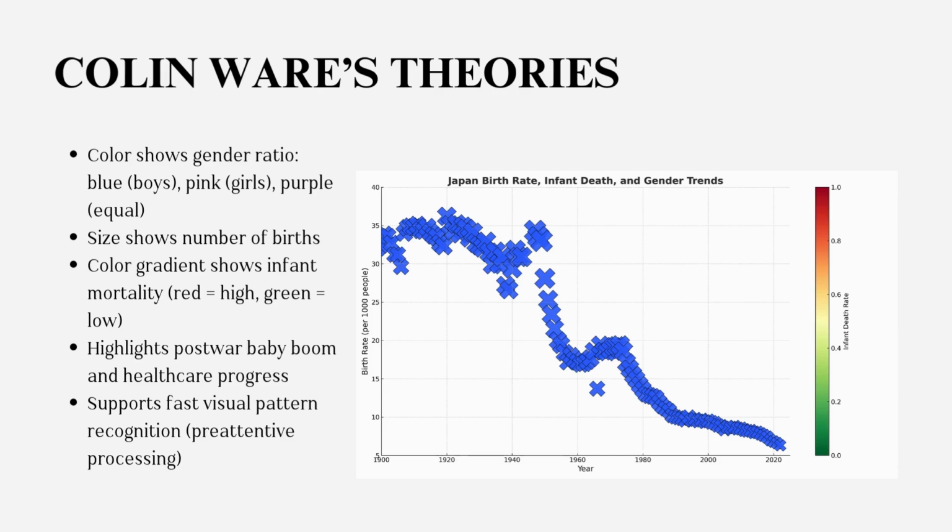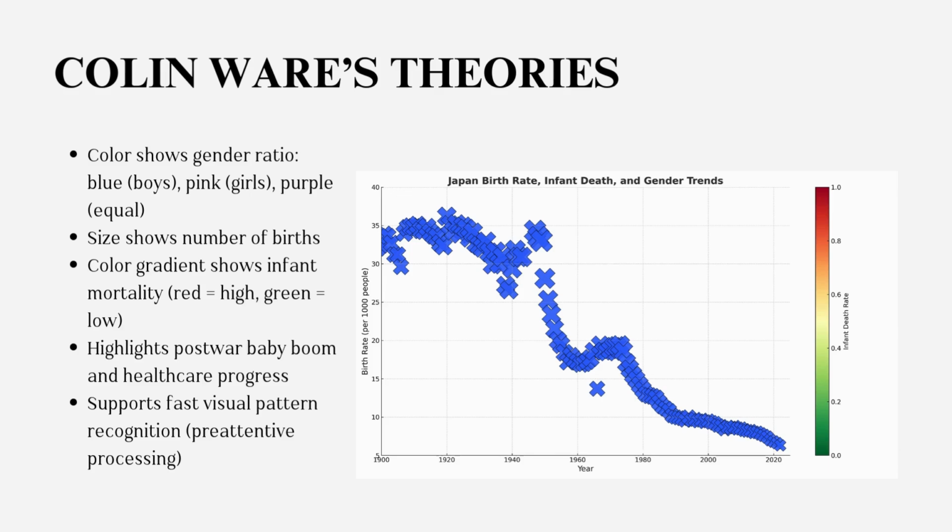You can clearly see that the largest X's cluster around the early 1950s, right after World War II, marking Japan's baby boom period. This pattern visually confirms historical events without needing any written explanation. The third variable is shown through the color gradient from red to green. Red represents a higher infant mortality rate, while green represents a lower one. As time moves forward, the X's shift from reddish shades to greener shades, showing a steady improvement in healthcare, living standards, and infant survival over time.